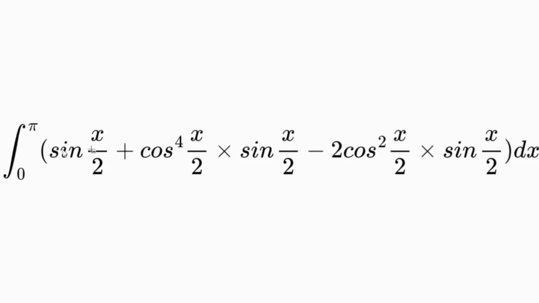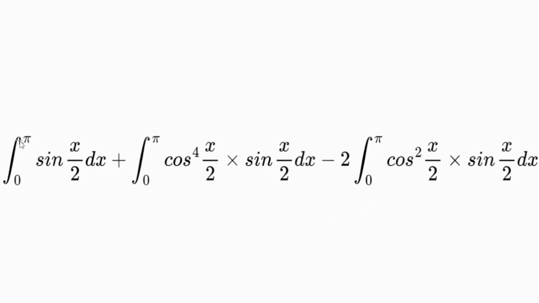Now we can split the integral at each plus and minus sign, and we will get the integral from 0 to pi of sin x by 2 dx, plus the integral from 0 to pi of cos^4 x by 2 into sin x by 2 dx, minus 2 times the integral from 0 to pi of cos square x by 2 into sin x by 2 dx.